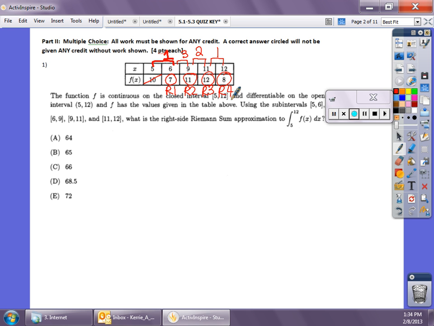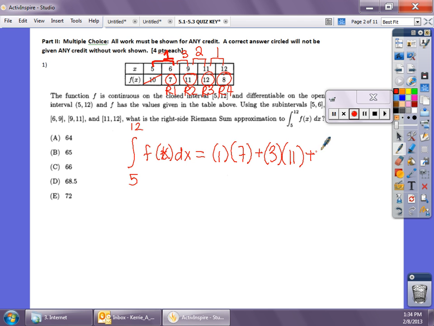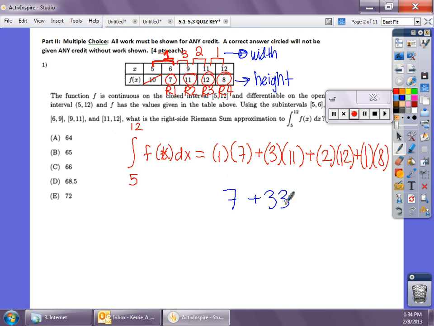So, the Riemann sum, integral from 5 to 12 of f of x dx, would be a width of 1, a height of 7, plus a width of 3 and a height of 11, plus a width of 2, height of 12, and then plus a width of 1 times the height of 8. So you'll see up top, your x's always give you your widths, your y's always give you the height of the rectangles. That would be 7 plus 33 plus 24 plus 8.